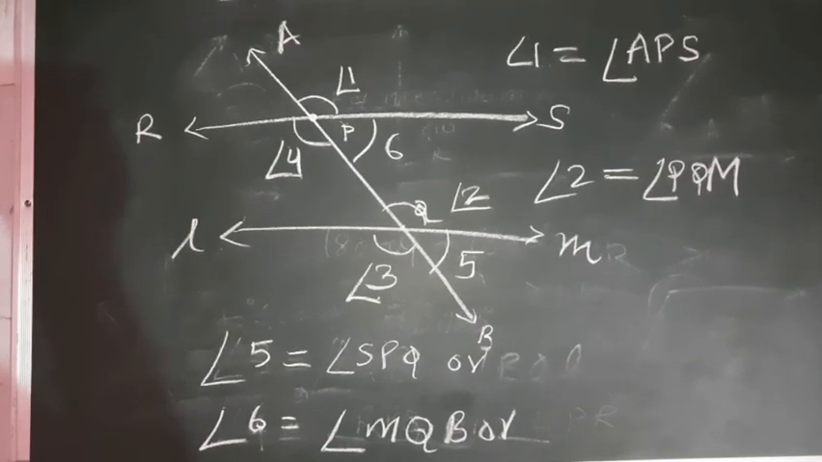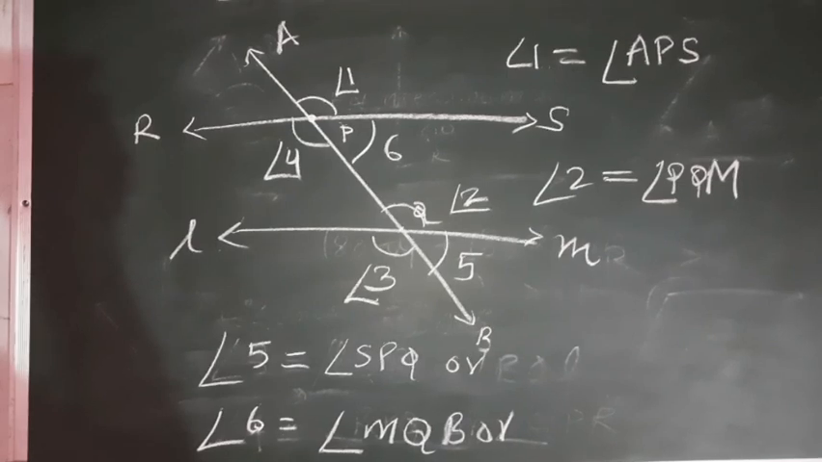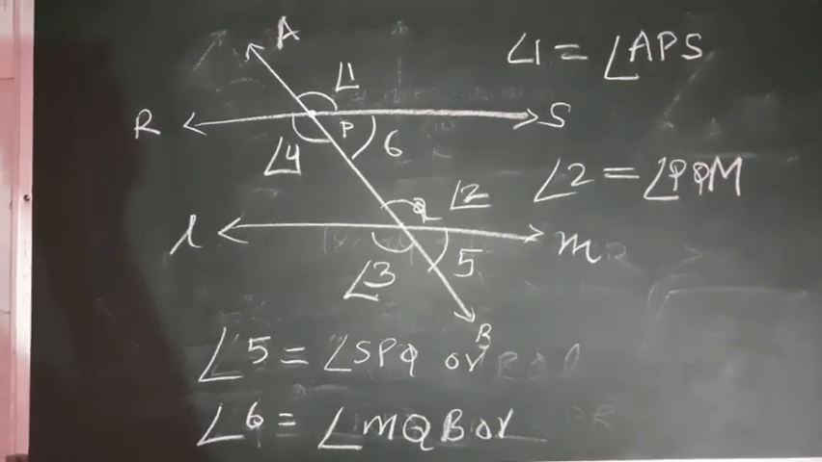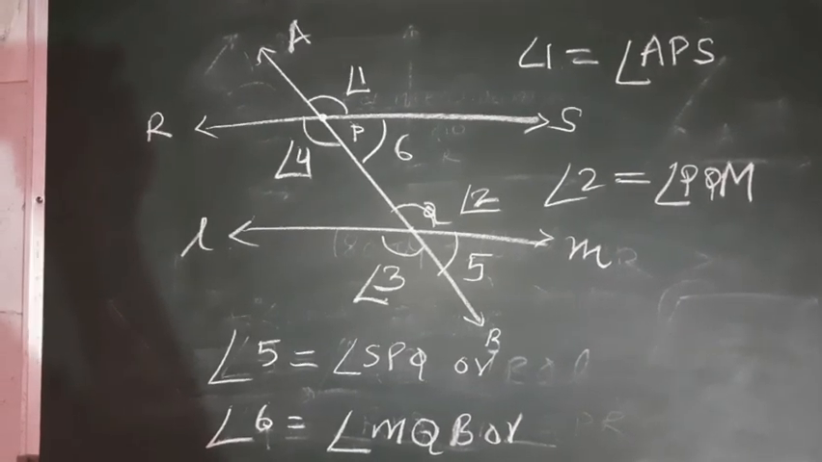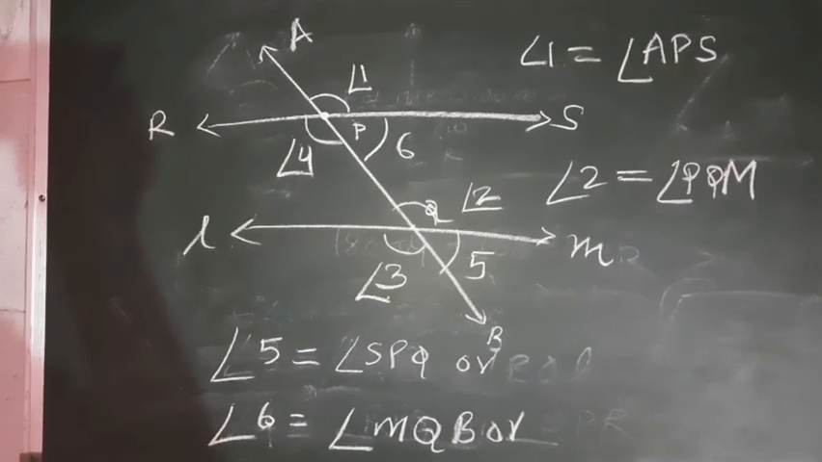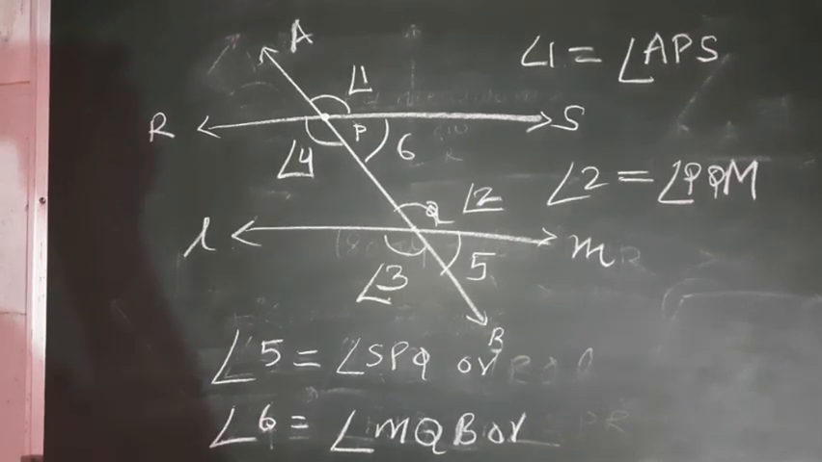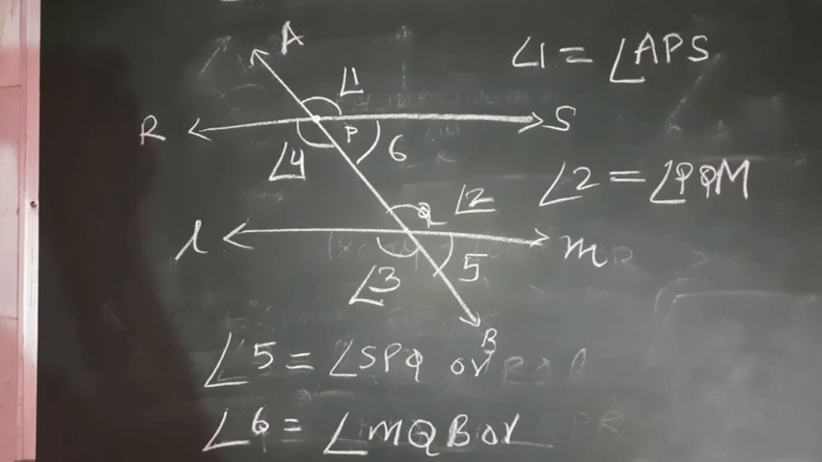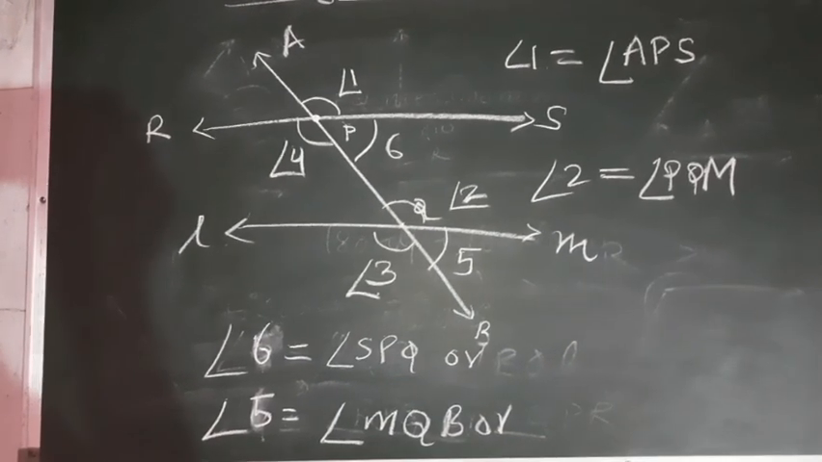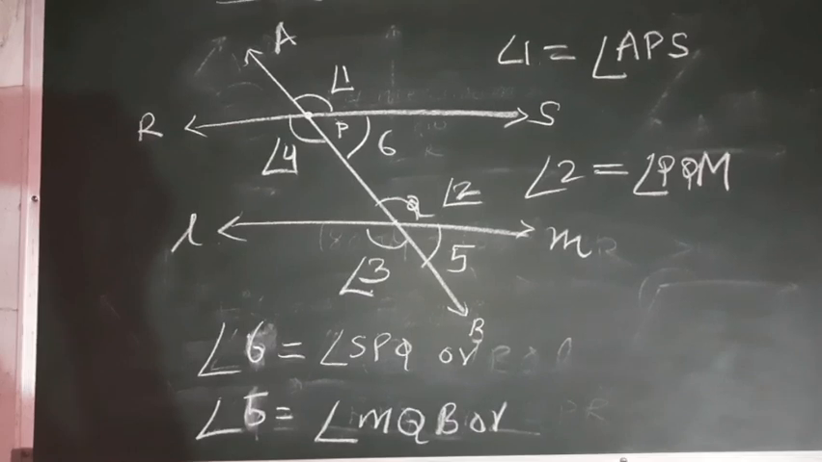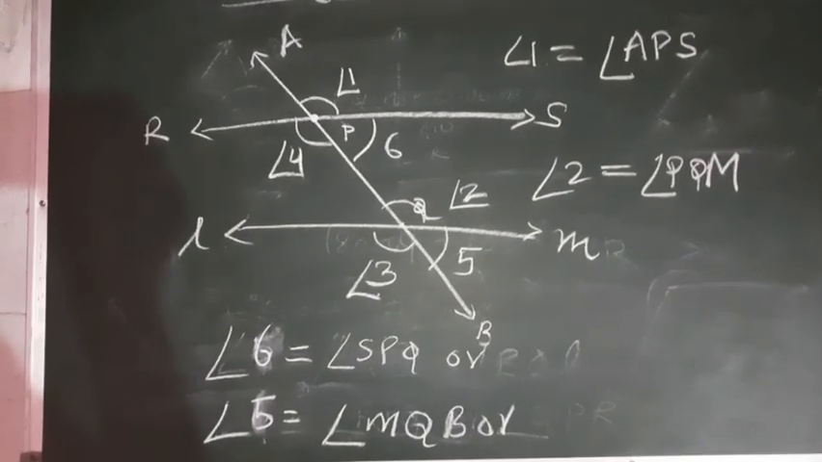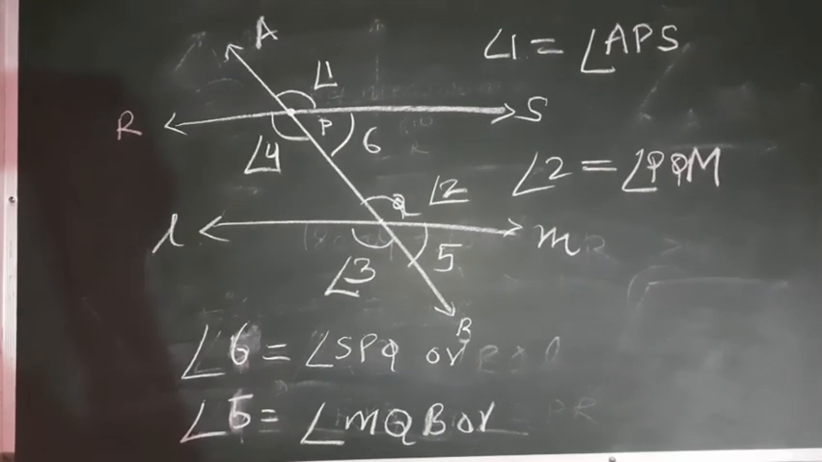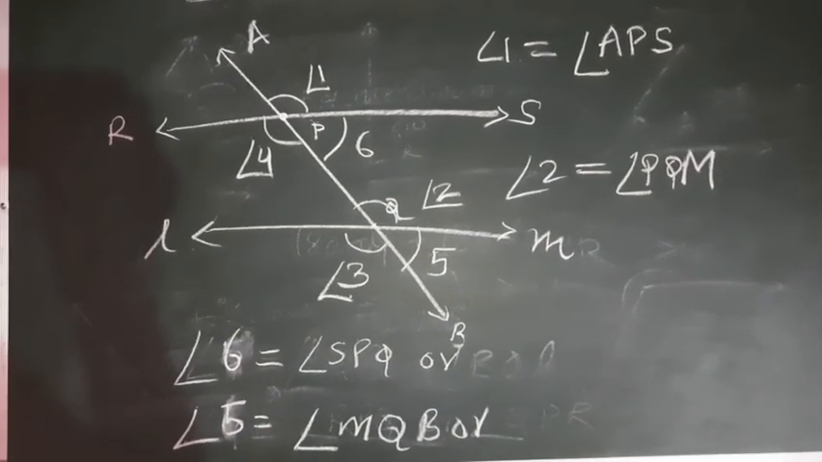So students, as you all can see, I have mentioned the names of angle 5 and angle 6. One name I have given for angle 5 is angle BQM. By mistake I have written angle 5 in place of 6, and angle 6 in place of 5. Let me correct it first. Now students, the name of angle 5 is angle MQB. So you have to give the other name in the comment section. And the name of angle 6 is angle SPQ. Give one more name to angle 6 in the comment section.